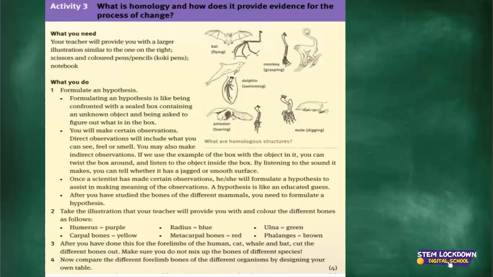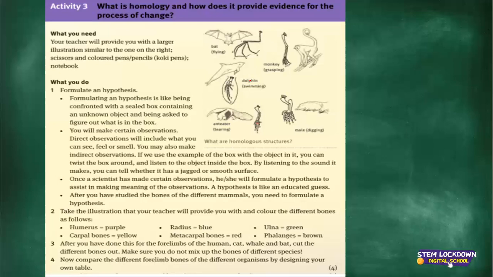If we use the example of the box with the object in it, you can twist the box around and listen to the object inside the box. By listening to the sound it makes, you can tell whether it is a jagged or a smooth surface. Once a scientist has made certain observations, he or she will formulate a hypothesis to assist in making meaning of the observations. A hypothesis is like an educated guess.